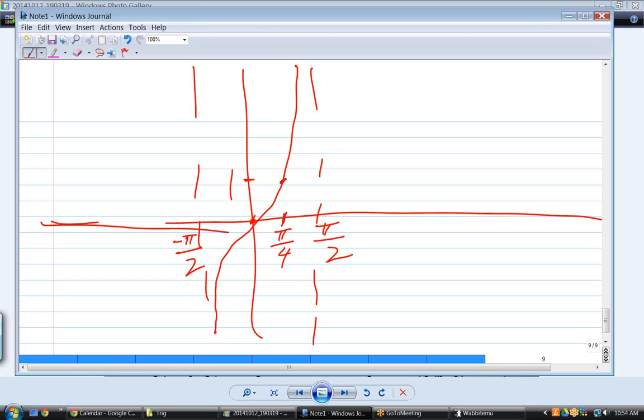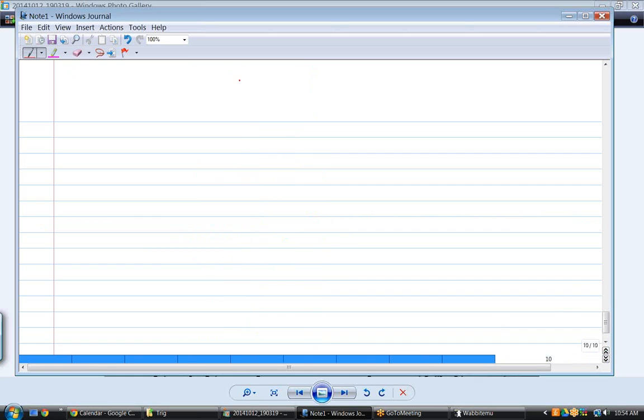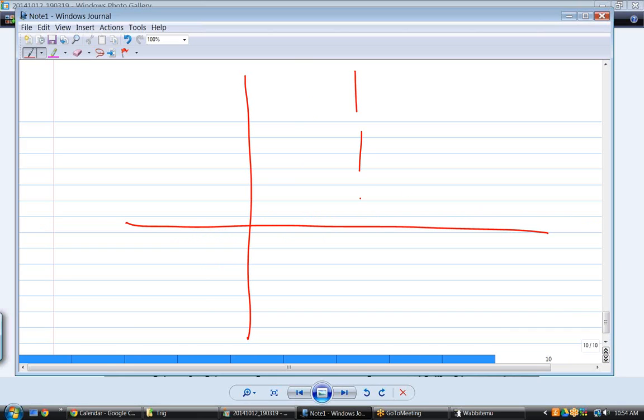Cotangent. Notice the tangent goes from minus pi over 2 to pi over 2. Okay. Well, the cotangent goes from 0 to pi before you hit its vertical asymptote. And there's actually a vertical asymptote right there also. You can't take the cotangent of 0.